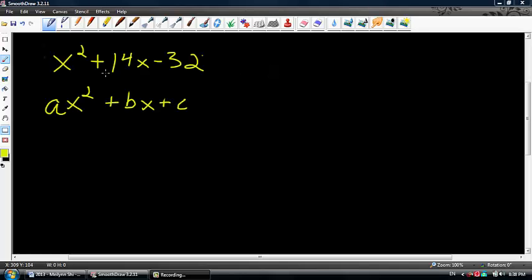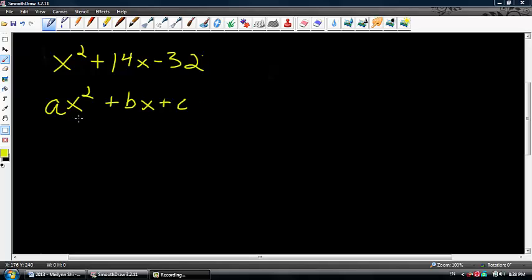Okay, so we have the quadratic function x squared plus 14x minus 32, and we can solve that one of three ways. We can either use the quadratic formula, completing the square, or the factor method, and in this case we are going to use the factor method today for this lesson.